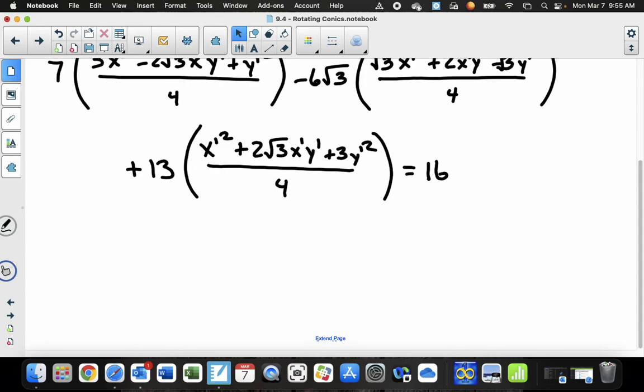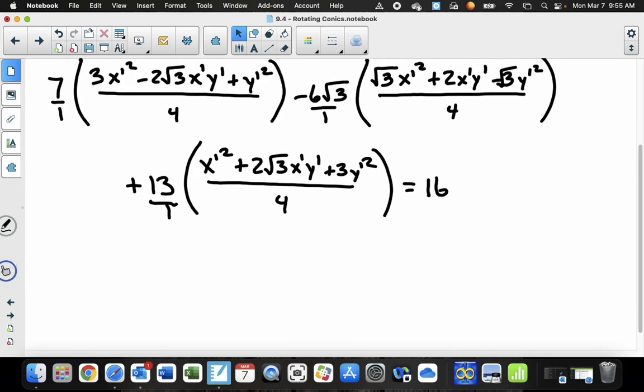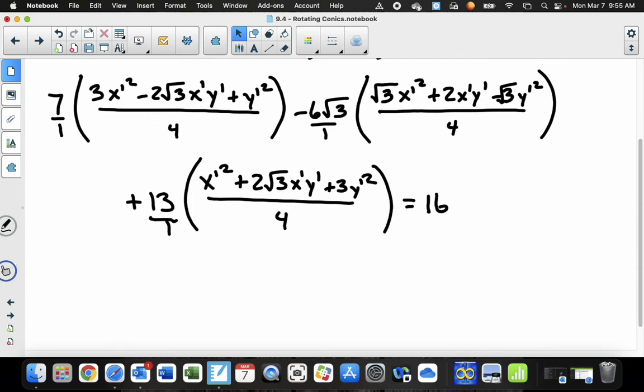Almost. No, we just have to do a little bit more. Hang on. So now, we got all of these multiplied by a coefficient. So think of this as like 7 over 1. Think of this as over 1. All we're going to do is just multiply through in the numerator. Okay? And then the simplifying part starts to happen here. So this first fraction, we're going to multiply all the numerators by 7. And then you'll have that over 4.